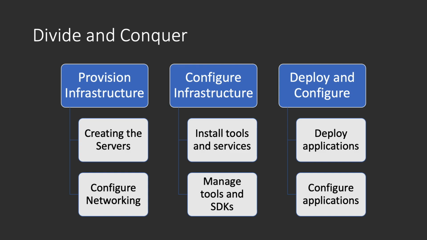Divide and conquer, when it comes to infrastructure as code, is separated into three different sections: provisioning, configuration, and deployment. Provisioning the infrastructure means that we're going to be creating those servers and configuring the networking, the load balancers, and the communication between the different services that we're going to be managing.